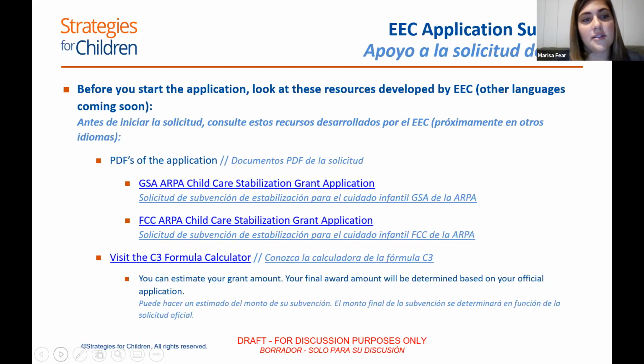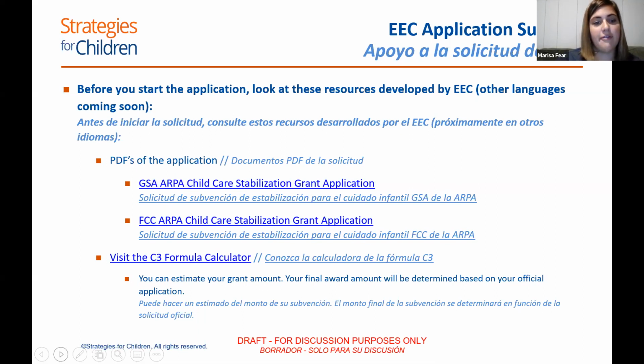The department has also created 2 PDF documents of the application itself. So if you're a group and school age provider or a family child care provider, there are slight differences in the application, so you want to make sure you click on the correct one. They've included 2 PDF documents that walk you through what the entire application looks like, just so you can know what questions to expect, what information you'll need to gather beforehand, and then you can prepare yourself before you go into the application itself.